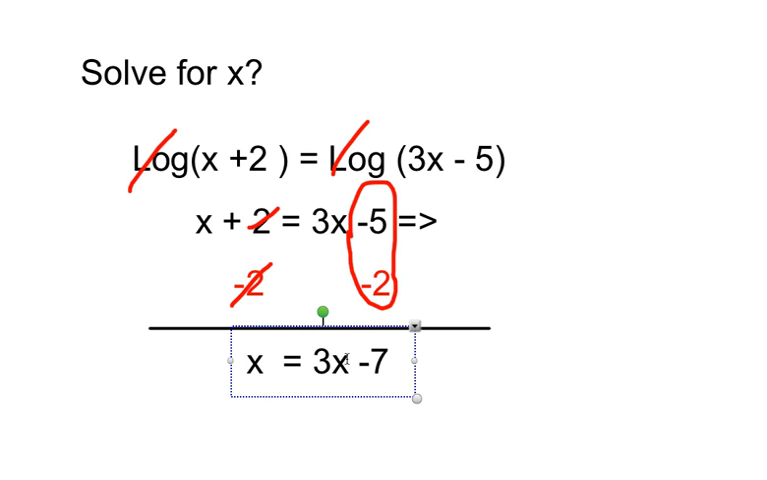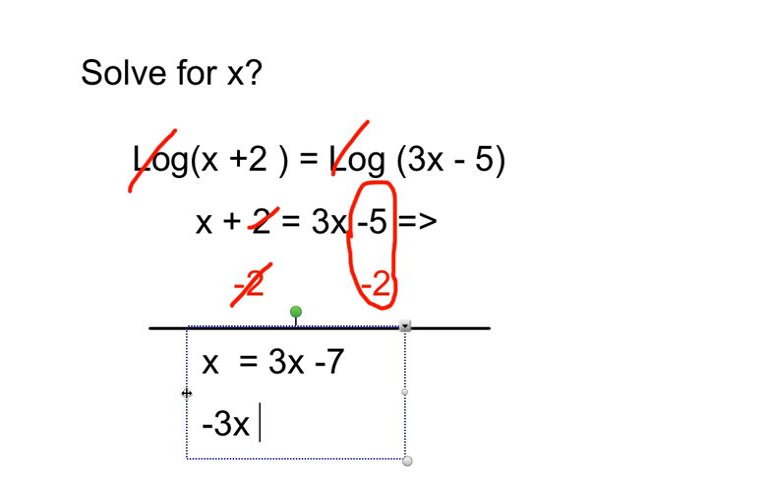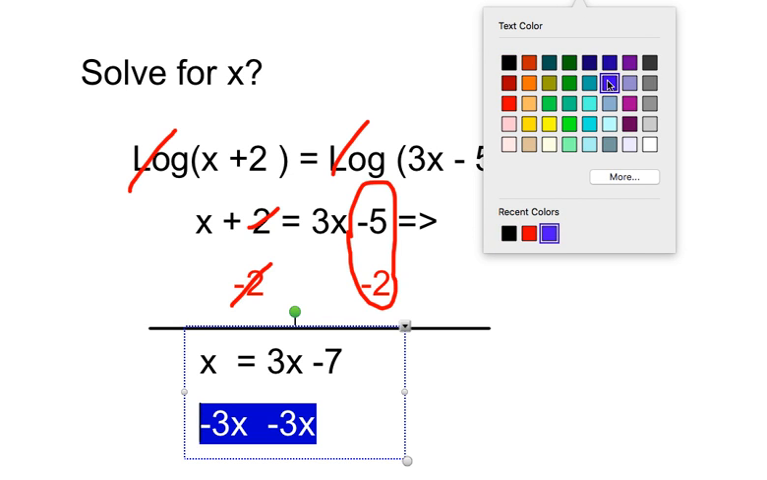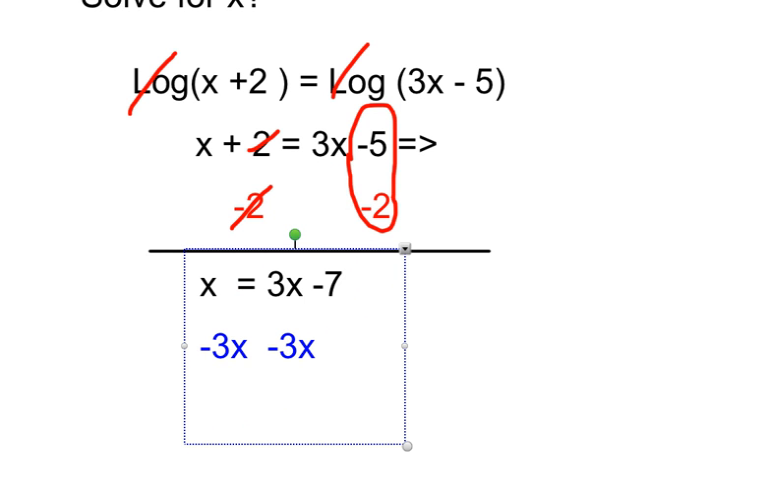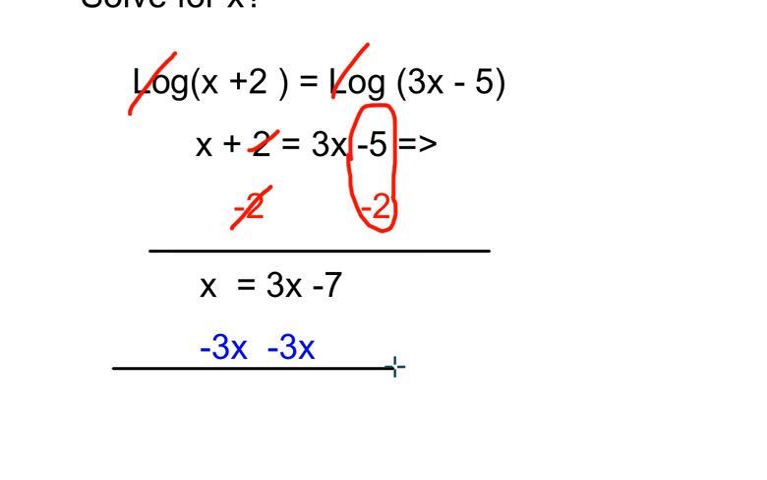Now we would like to have all the x's on one side, right? We have one x here and 3x here. We have to make sure both are on the same side. So I'm going to subtract 3x from both sides. I'm going to change the color so you can see that's the operation we did to both sides of the equation. Now I'm going to make another line. x and minus 3x are like terms, and of course these two cancel each other out. That was the whole point. We wanted to get rid of that 3x here, so we subtracted 3x from both sides.